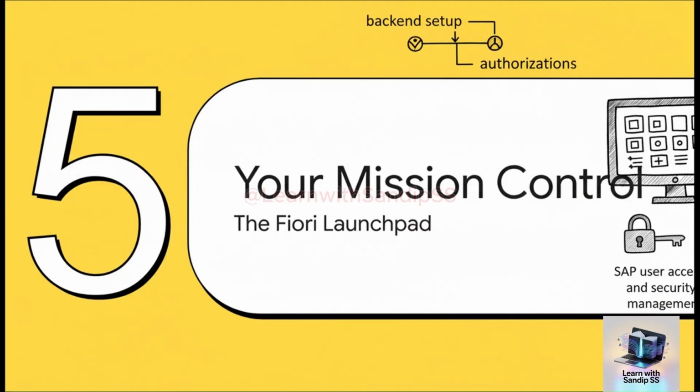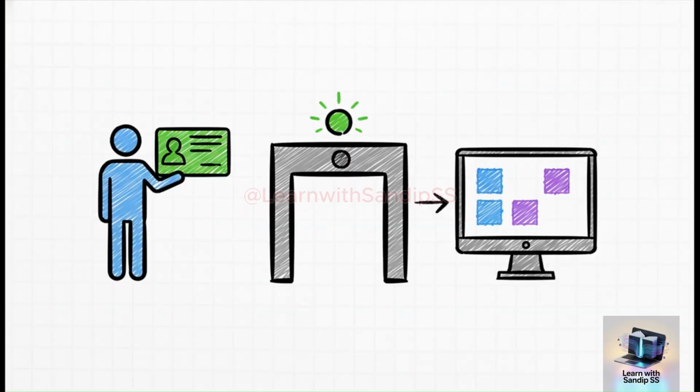Okay, so after all this work on the back end, you've got the user record, the roles, the authorizations. What does the employee actually see at the end of the day? Well, they see their own personalized workspace, which SAP calls the Fiori Launchpad. But hold on. Before you can even lay eyes on this Launchpad, the system runs that very first, most basic check. Do you have a valid user master record? Without that digital passport, you're not even getting to the front gate.